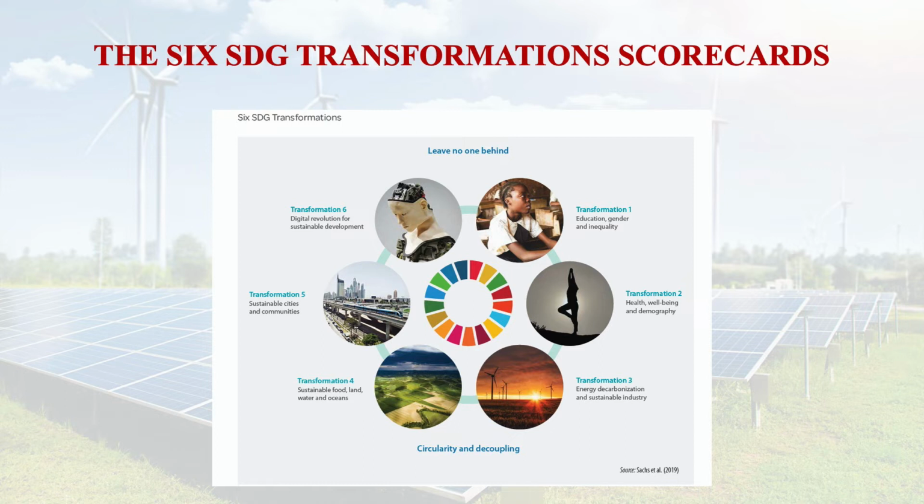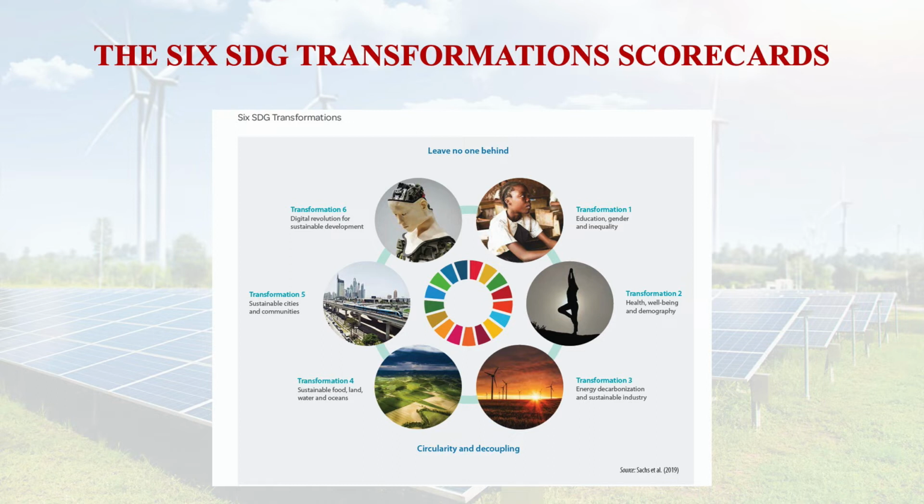Fifth transformation is on sustainable cities and communities. And sixth transformation is on digital revolution for sustainable development. So using this sixth major transformation, then we will be able to achieve this, leaving no one behind, right? So this is what we have to do.